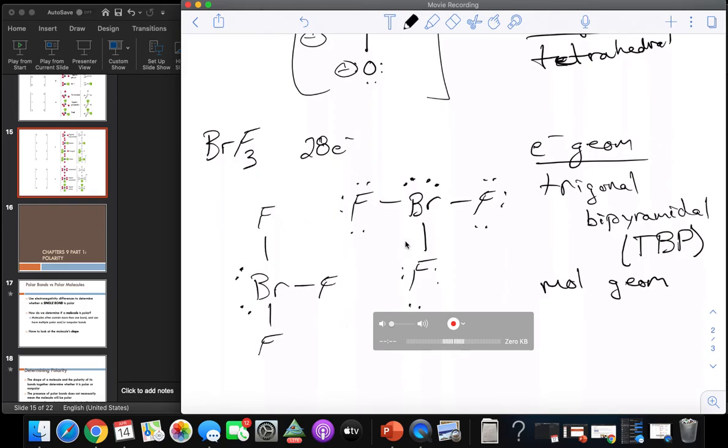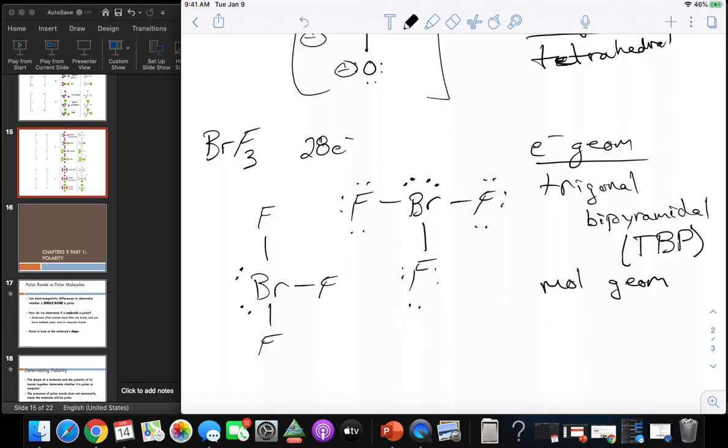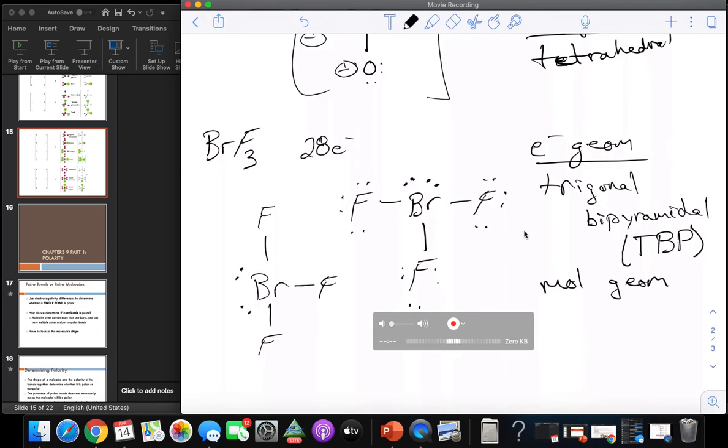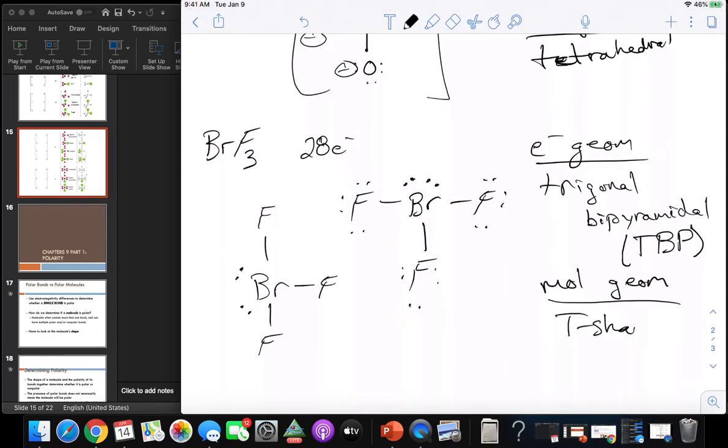And if we describe the shape now, if I spun it like 90 degrees like I was talking about in the slides, it looks like a T as far as the relative shape of all the atoms. So what we actually end up calling this for our molecular geometry is just T-shaped.